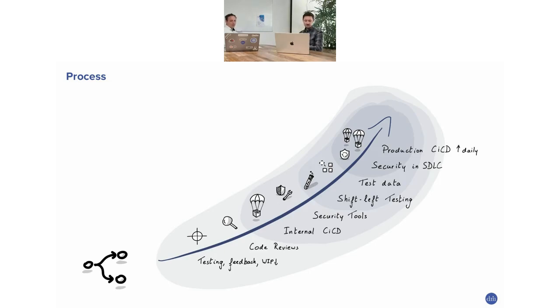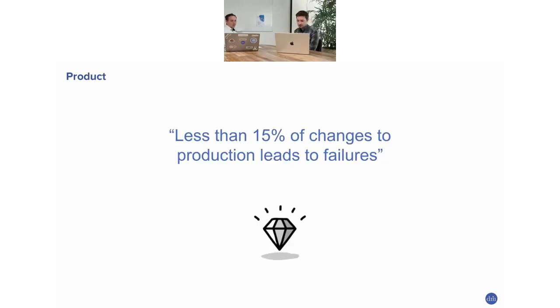Exactly. So the next statement is about the product I mentioned: less than 15% of changes to production leads to failures. So, coming back to your previous statement, 15%, isn't that a bit much? Shouldn't we be way more ambitious here? Yeah, that sounds a bit much.